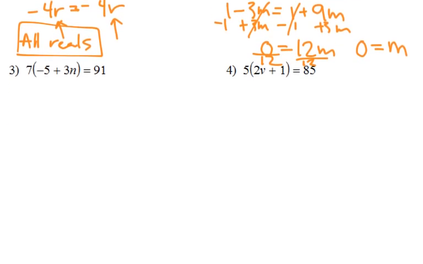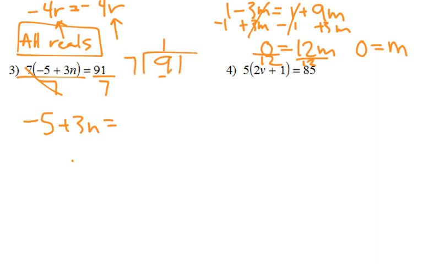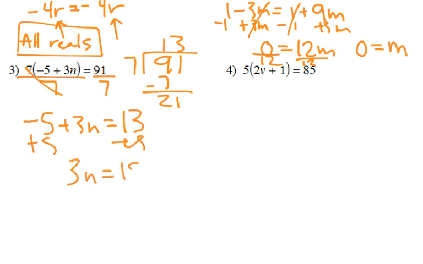Okay, number 3, we can start by distribution or by division. Doesn't really matter. I like to start these ones by division. We get negative 5 plus 3n equals 91 divided by 7, 13. Then we add 5 to both sides. 3n equals 18. And we divide by 3, and you get n equals 6.